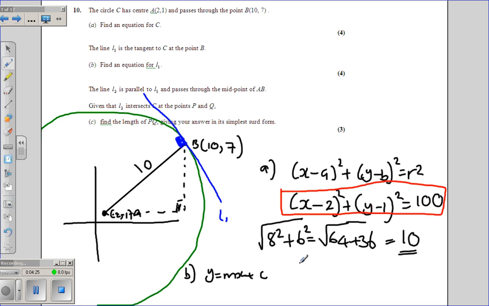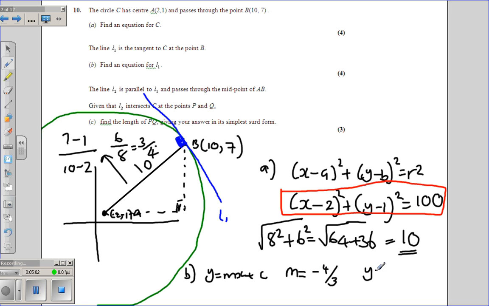So the gradient of the black line, we'll just do it here. It's y take away y divided by x take away x. So the gradient of this line is 7 take away 1 over 10 take away 2, 6 over 8, 3/4. So what that means is the gradient of the blue line, the perpendicular line, is -1 over 3/4, which is just -4/3. Remember, you flip the fraction and change the sign.